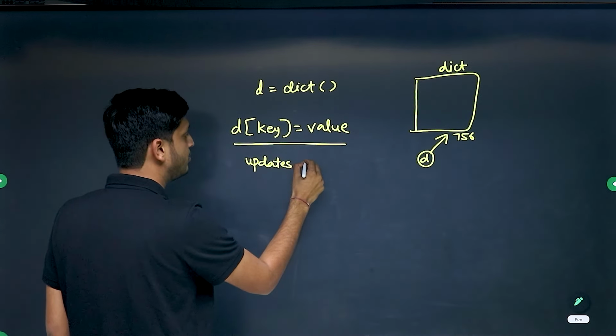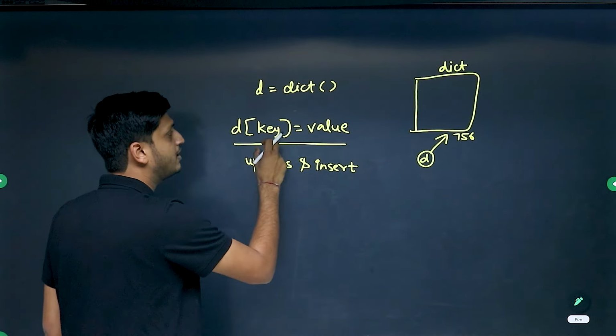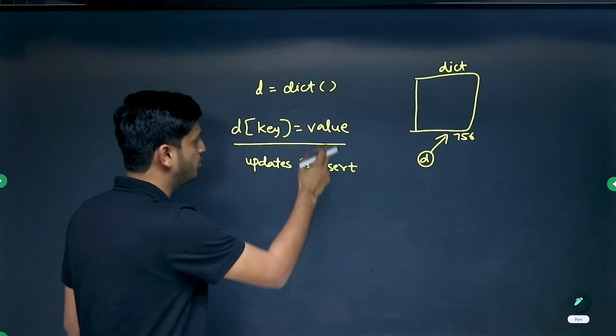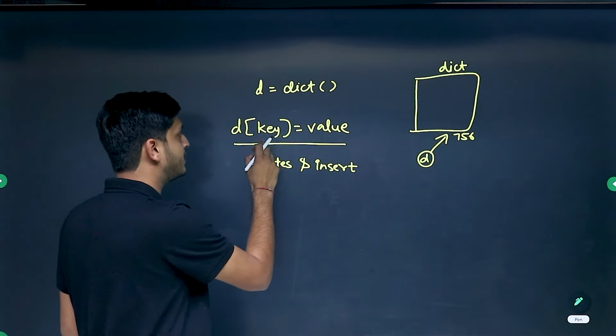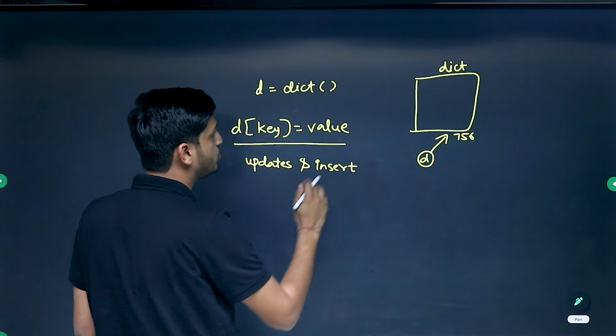It updates the value and also it inserts. So if the key already exists, then it will update the value of it to the new value which you are giving. And if this key doesn't exist, it will insert a new key comma value pair inside the dictionary. So right now there is no key comma value.